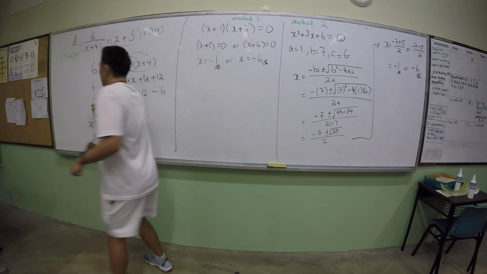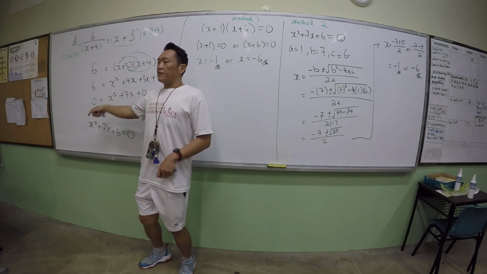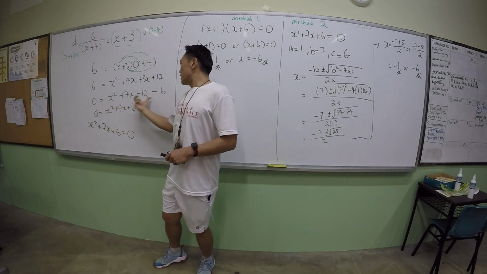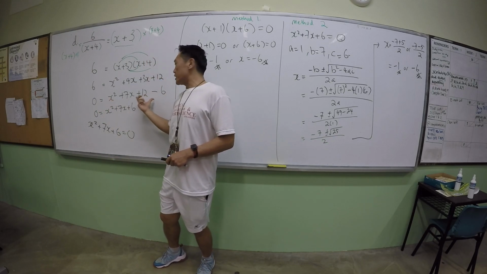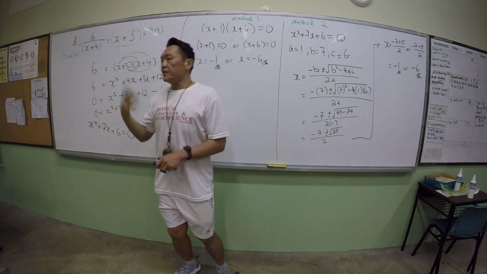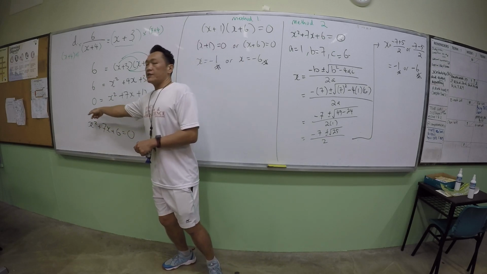Okay. Here definitely I need to make one side equals to 0. If I want to solve any quadratic equation, I must put all the quadratic expression on one side and make sure the other side is 0. That is the start to solve any quadratic equation. Okay? Make one side equals to 0.